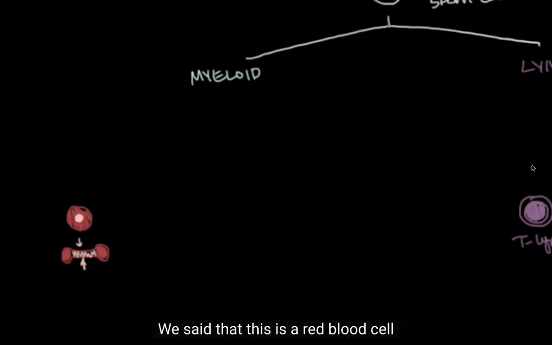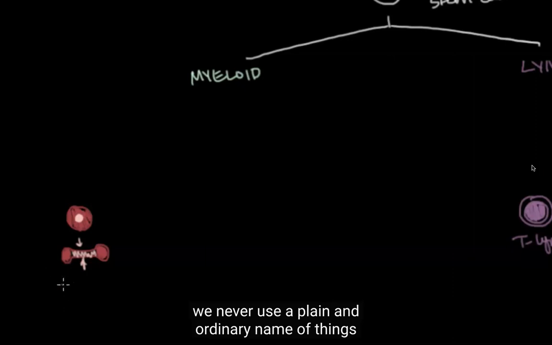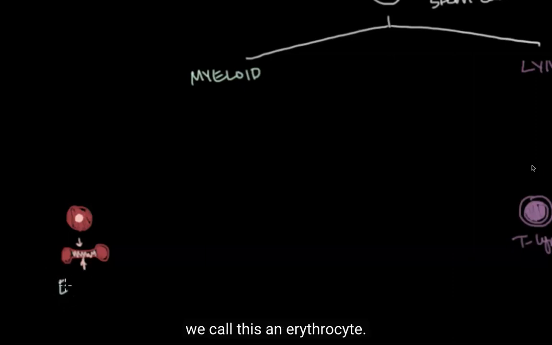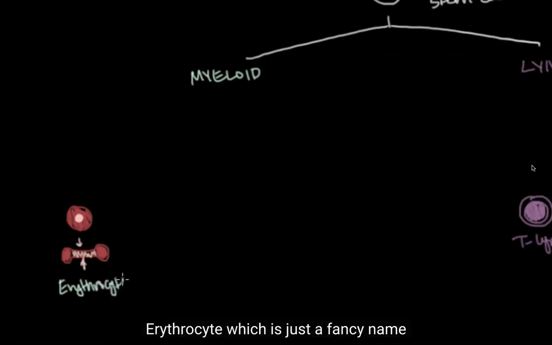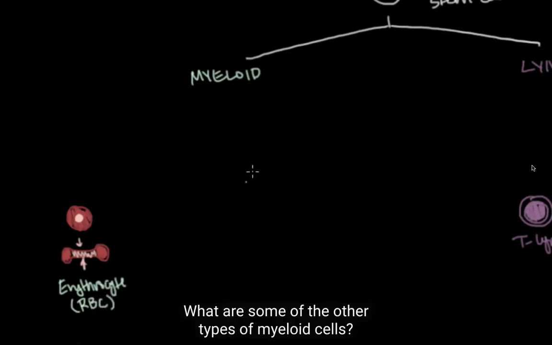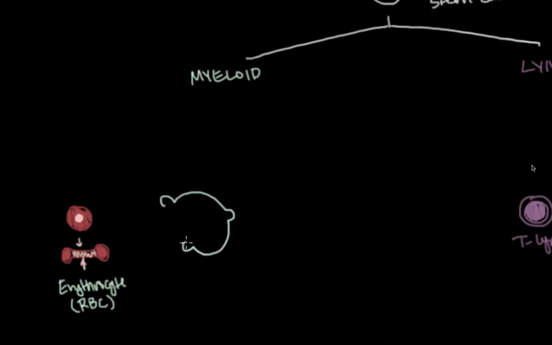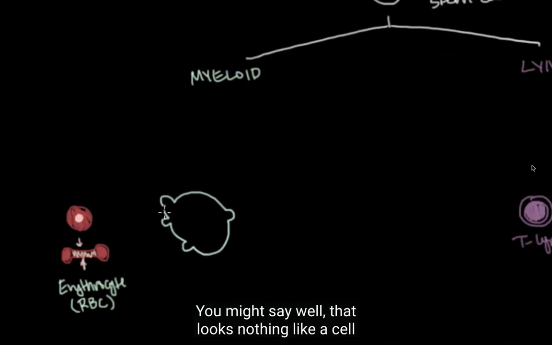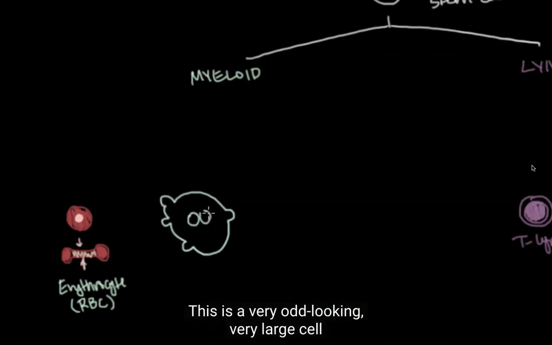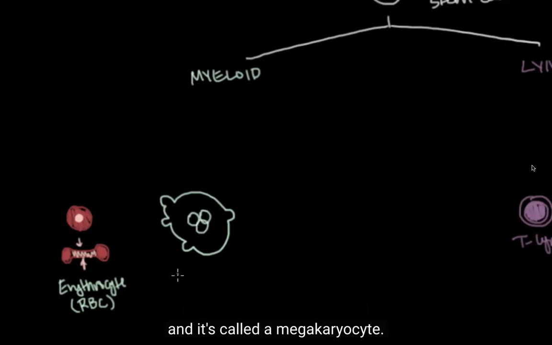So we said that this is a red blood cell, but since in science we never use a plain and ordinary name of things, we call this an erythrocyte. So erythrocyte, which is just a fancy name for a plain old red blood cell. So what are some of the other types of myeloid cells? Well, we have this one cell that I'm drawing in over here. And you might say, well, that looks nothing like a cell, and you'd be totally right. This is a very odd looking, very large cell, and it's called a megakaryocyte.